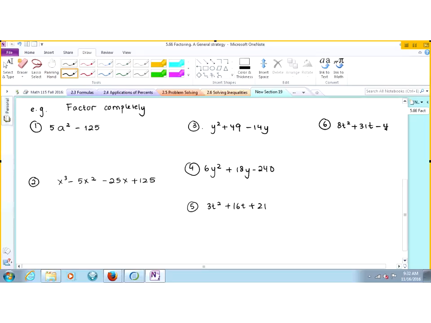Okay, this is four terms. What do you do? Okay, so start with the group. Yes, group the first two first and group the last two.